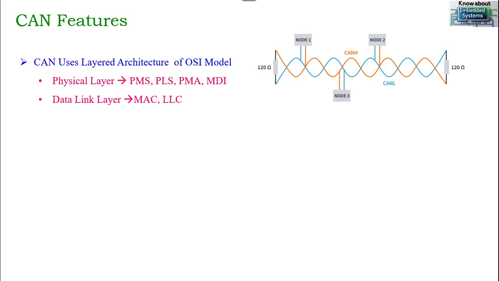Out of that, our CAN protocol will cover two layers, that is the physical layer and the data link layer. What it performs in these two layers, I'll explain in a later video and update it on the channel.